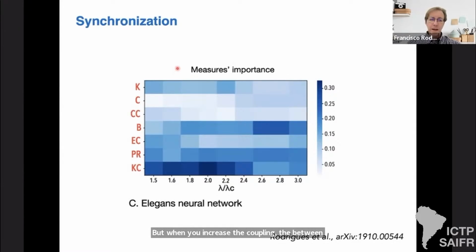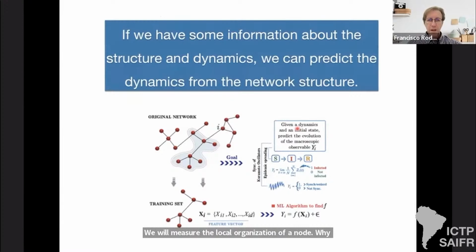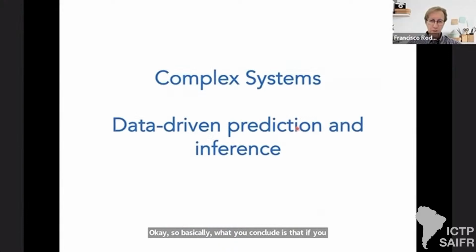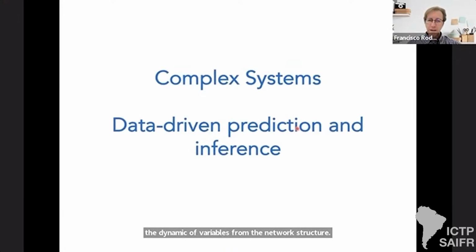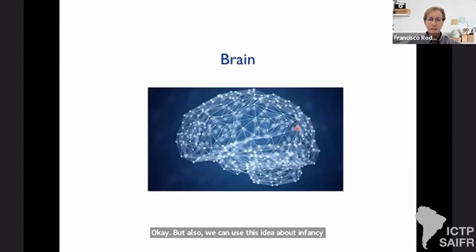So you can see that in this case, the k-core is a more local measure. It measures the local organization of a node, while the betweenness centrality quantifies the importance at a more global level. So basically what you conclude is that if you have some information about the network structure and dynamics, we can try to infer the dynamical variables from the network structure. But we can also use this idea about inference and prediction in case you have some data. So it's a data-driven prediction and inference.